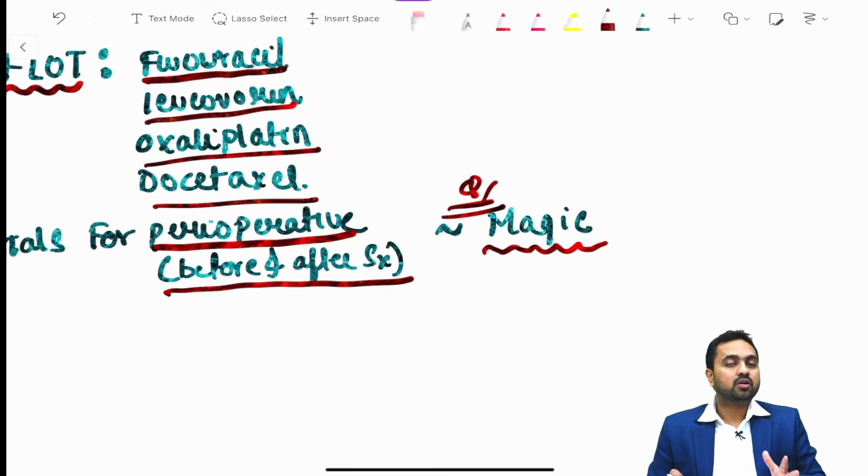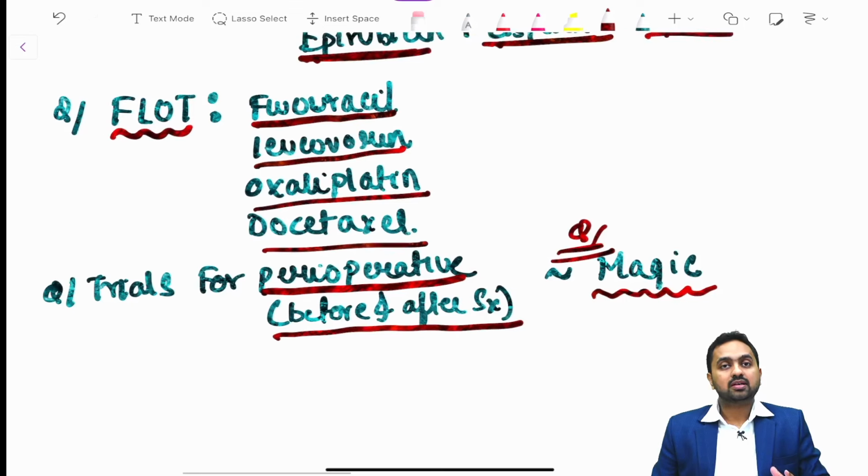So these were the important points and concepts that I wanted you all to remember in gastric cancer.